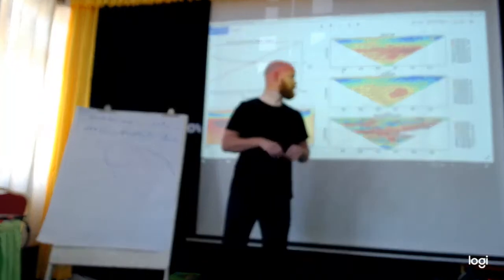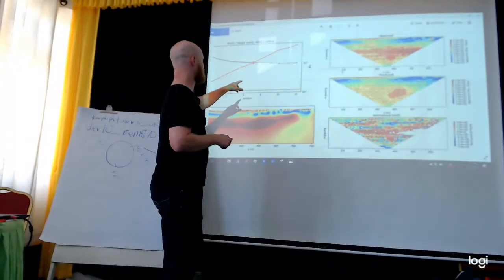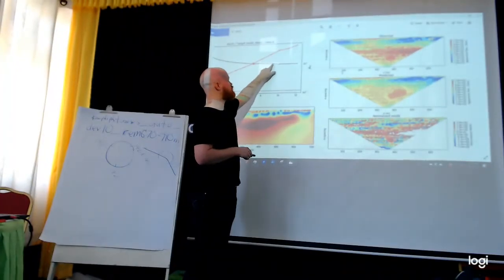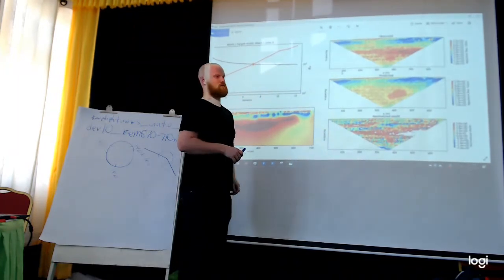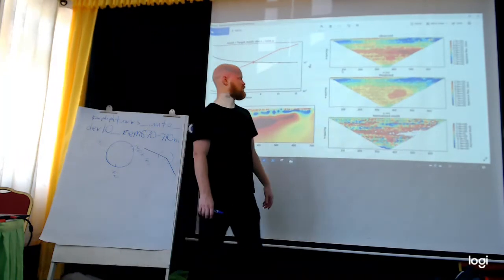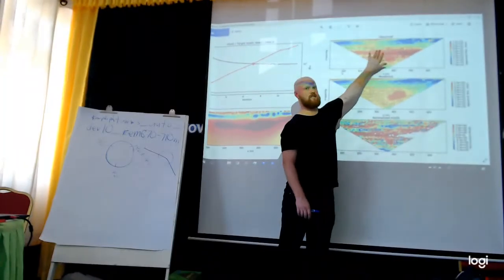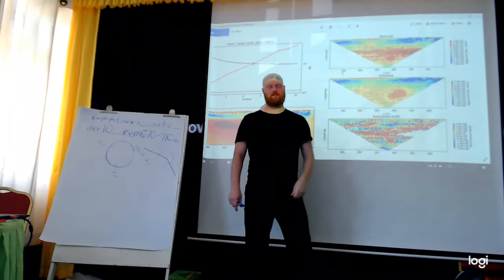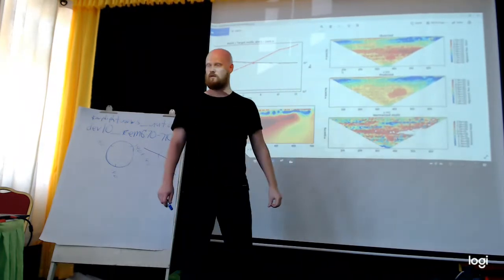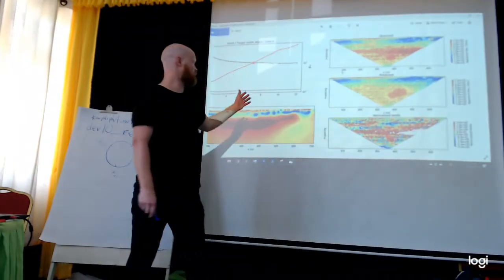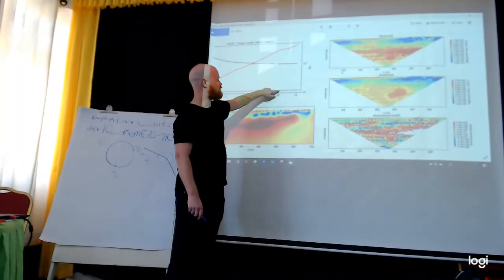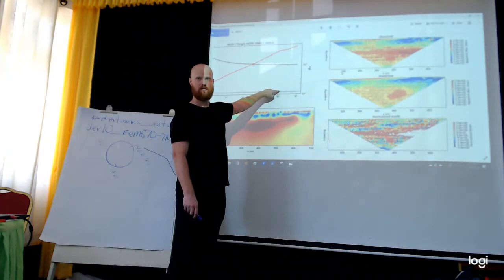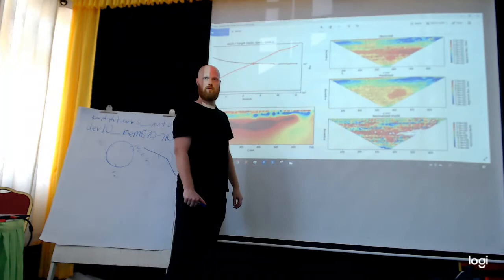So if I try to look at some of these solutions where I try to fit the data better, I still have the same thing. So this result, the curve, tells me that I cannot explain the data to the accuracy that I want.